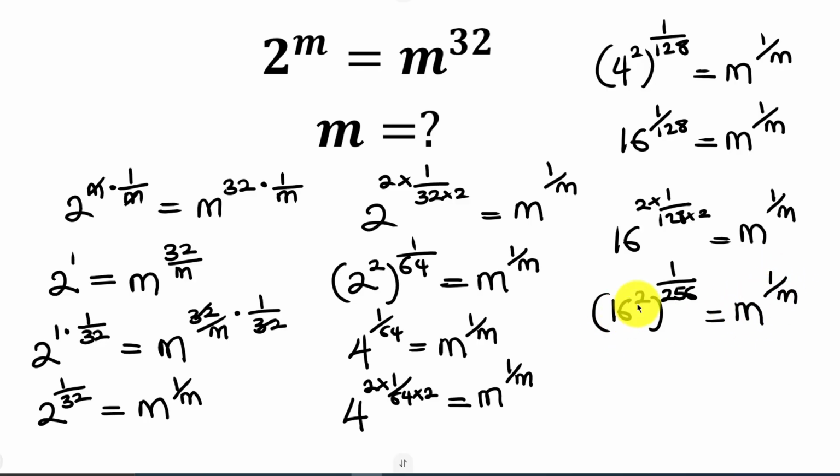Now notice that 16 squared is 256. This is raised to the power of 1 all over 256. This is equal to m to the power of 1 all over m.